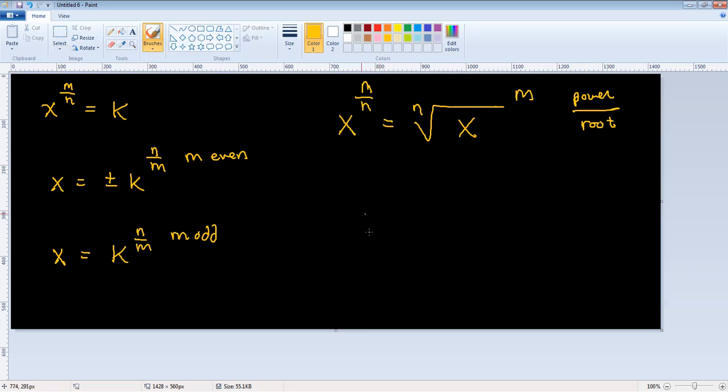Let's do something like this. Let's say I have x to the 3 over 2. This is the power, this is the root. If this is the power and this is the root, you know that this is m, and m is even, so it's going to be plus or minus. It only makes sense that this is plus or minus because anytime you have a square root, there's a plus or minus, whereas with a cube root, you don't have the plus or minus.